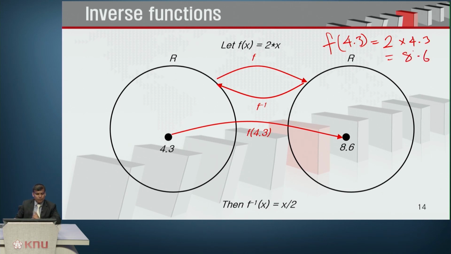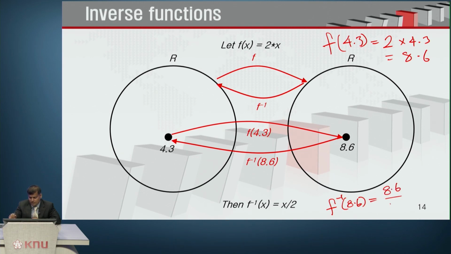And if you want to take an inverse of this function, what are you supposed to do? Well, you know the inverse function is x by 2. So as we go inverse for that one, f inverse of 8.6 equals 8.6 by 2, that's 4.3. Got it? Yeah, that looks simple.